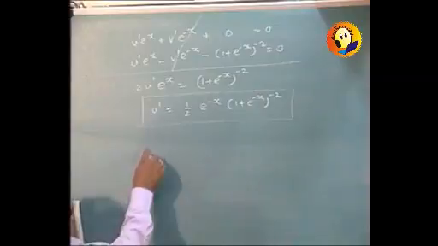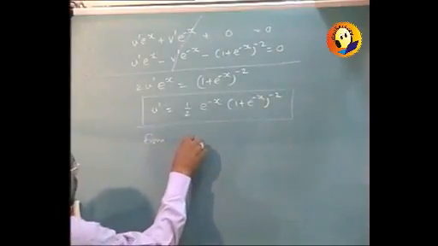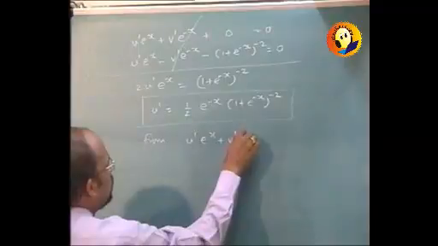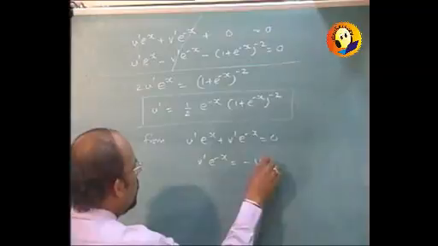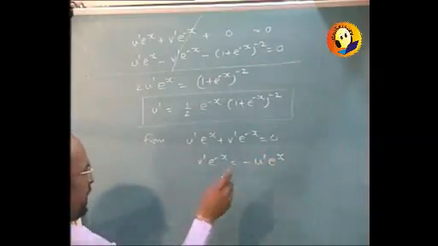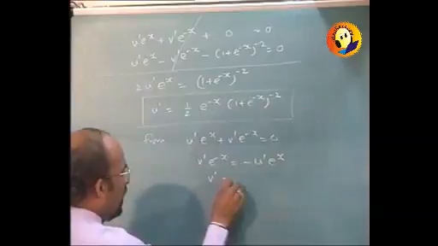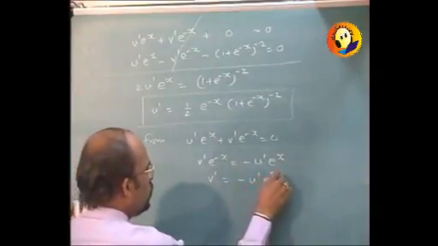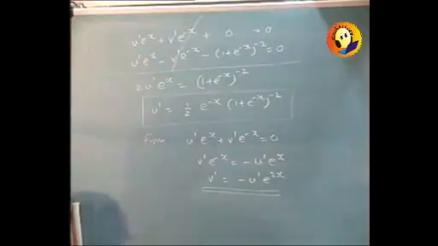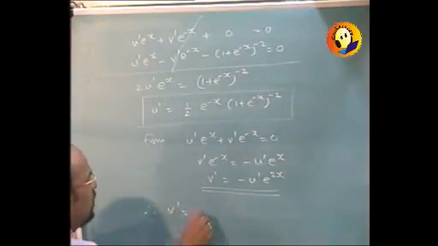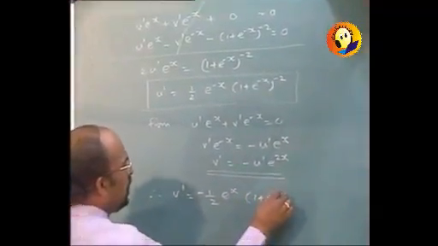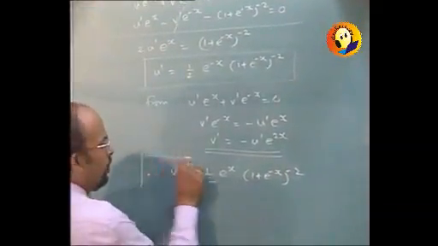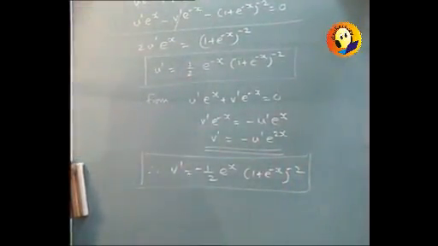From the first equation, that was u dash e raised to x plus v dash e raised to minus x equal to 0, we can say that v dash e raised to minus x is nothing but minus u dash e raised to x. If we multiply throughout by e raised to x, we will get v dash is equal to minus u dash e raised to 2x. And if we use this and substitute u dash, we will get v dash is equal to 1/2 with a minus sign e raised to x into (1 plus e raised to minus x) raised to minus 2, the value of v dash.